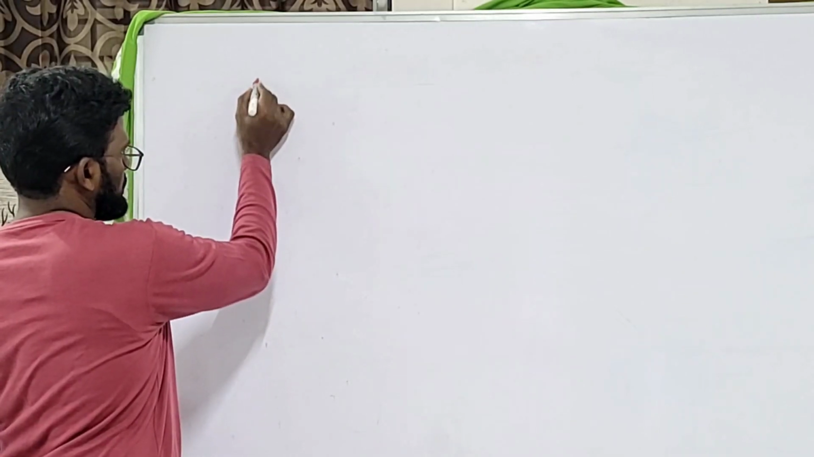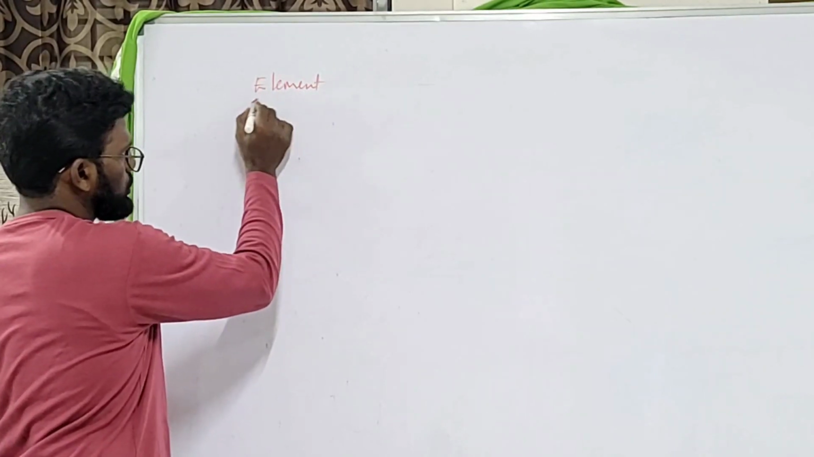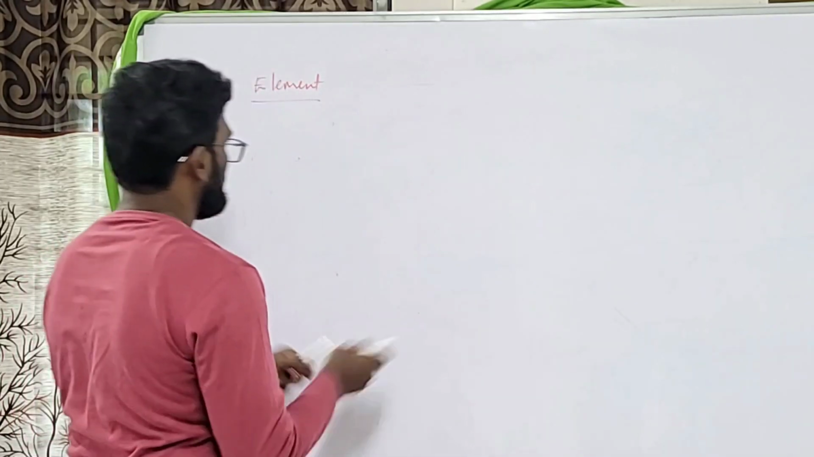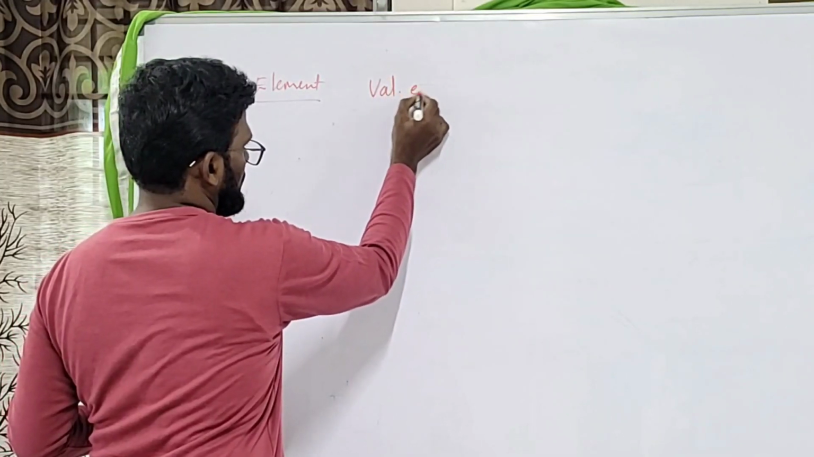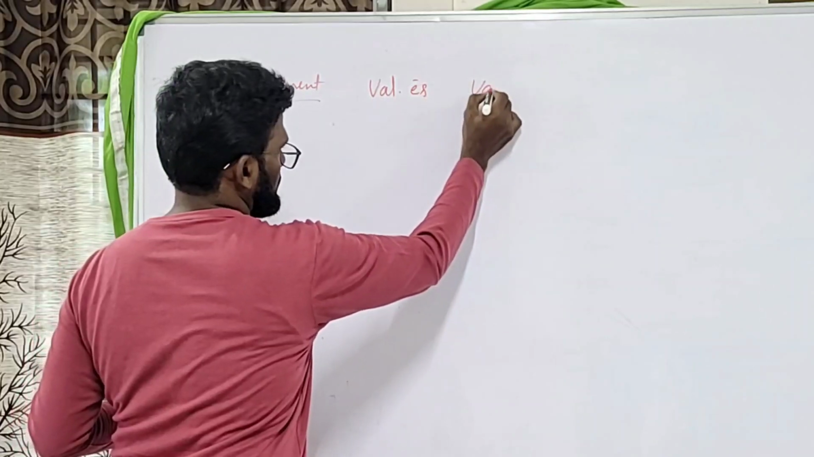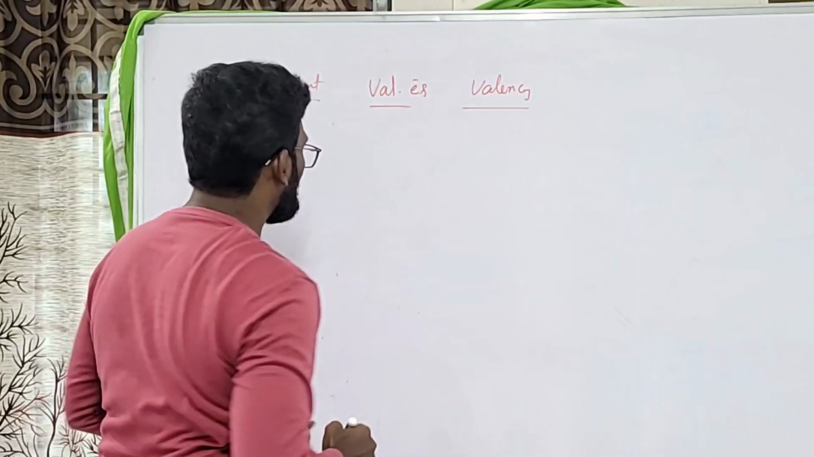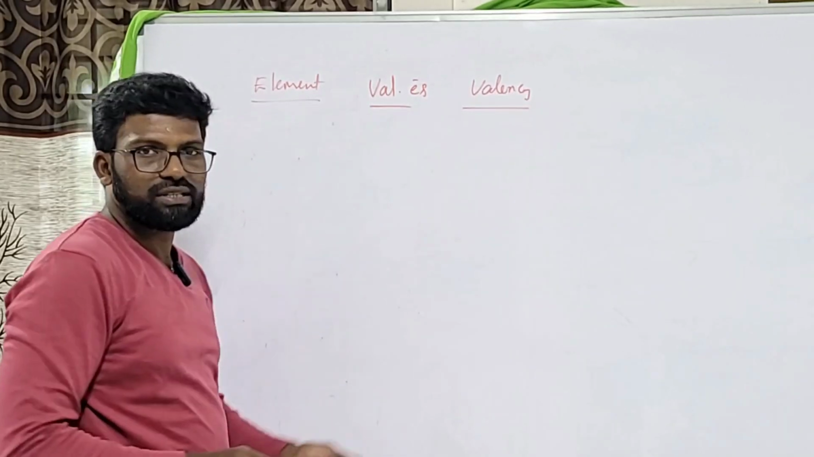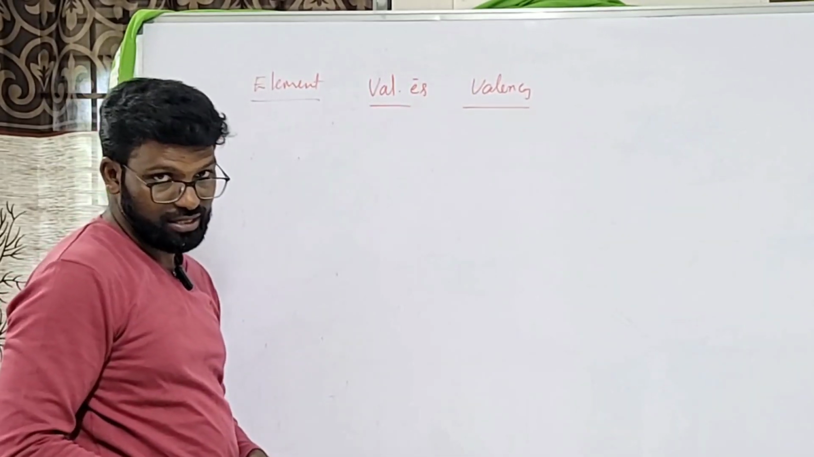So let's write: element, name of the element, number of valence electrons and valency. I think you know what valence electrons are and what valency is. But before going further, let's have a brief discussion about valence electrons and valency.